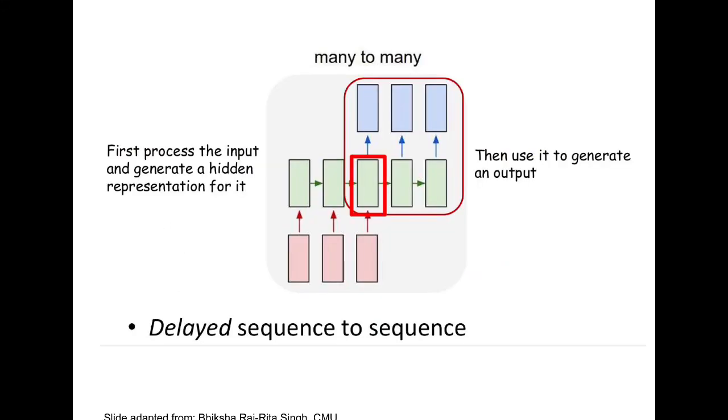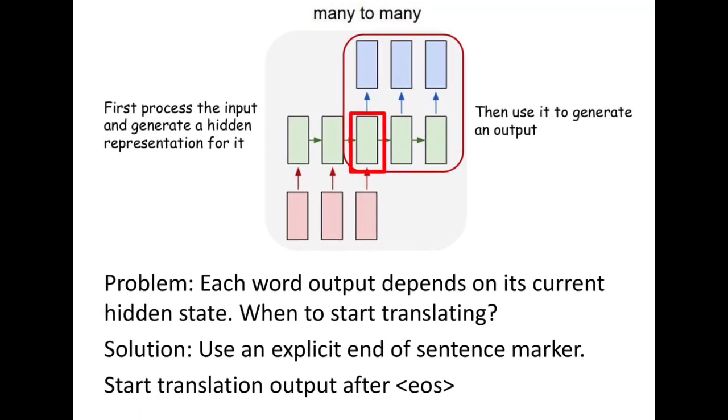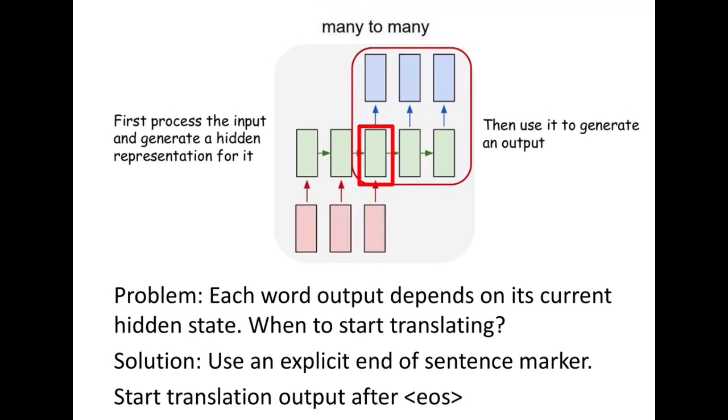So maybe what you could do is delay the sequence. You have the input sequence here, and instead of outputting immediately, you give some delay and then you start outputting. But this also has a problem. We don't know how much to delay, because the first word in your output sentence may be related to the last word in your input sentence. And we also don't know when to start outputting, because you have to have enough context to be able to do that.